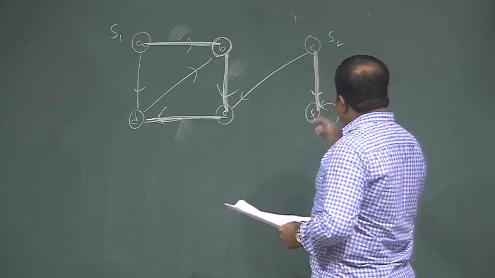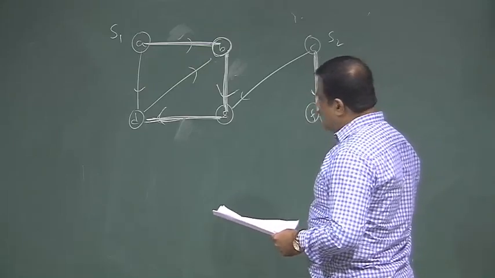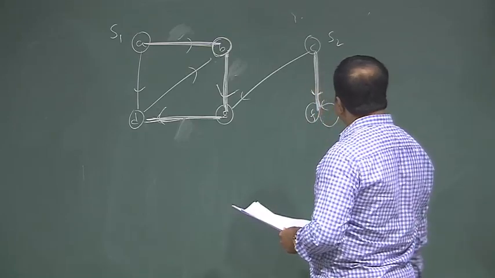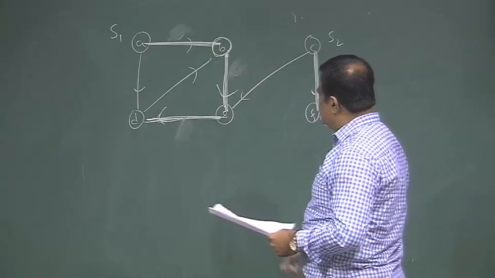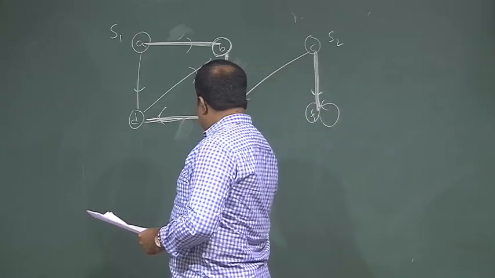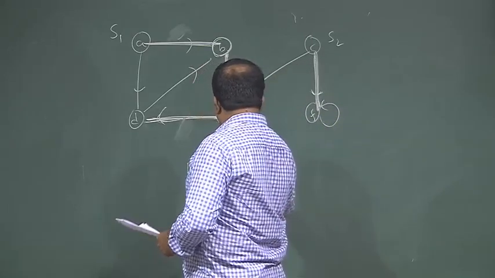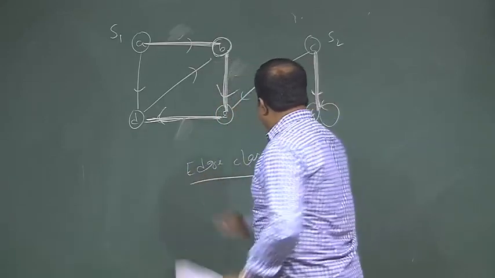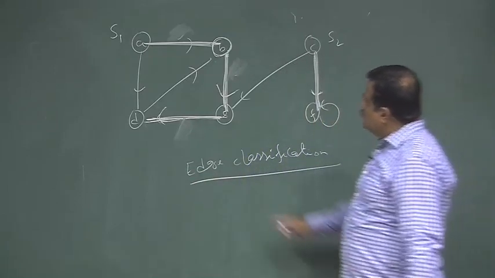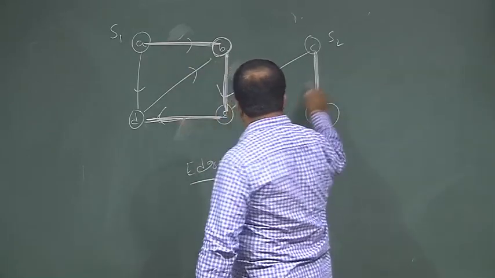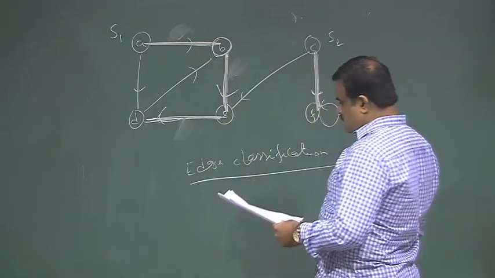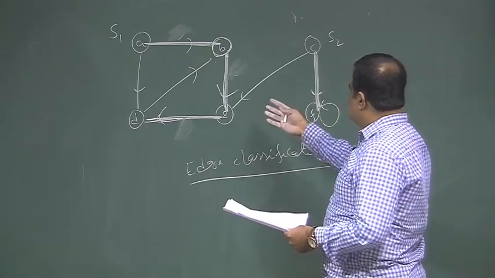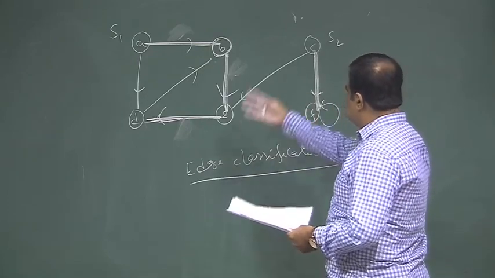Okay. So, now we can label the edges. We can classify the edges. So, this is called edge classification. How? Now, these edges basically form a tree. I mean, if it is connected, then it will form a tree, otherwise it will form a forest.